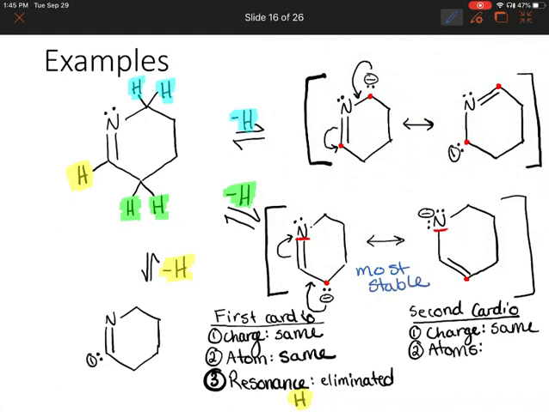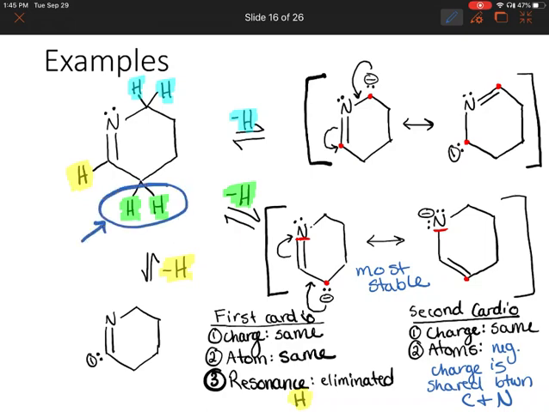And that's due to the negative charge being shared between carbon and nitrogen. All right, so that tells us that the green hydrogens are the most acidic, because if a base takes one of those hydrogens, the conjugate base will be very, very stable.